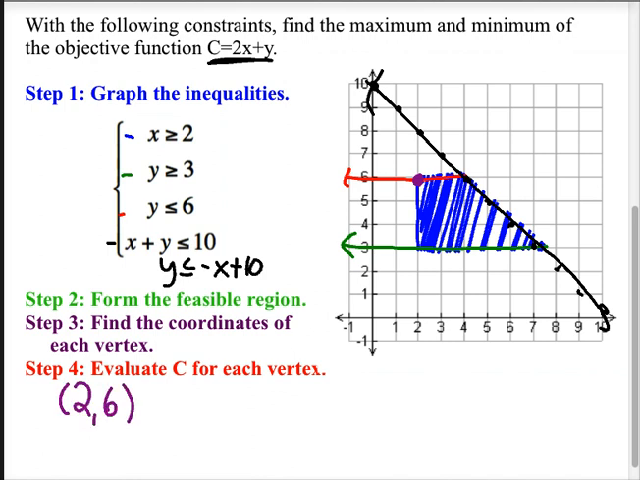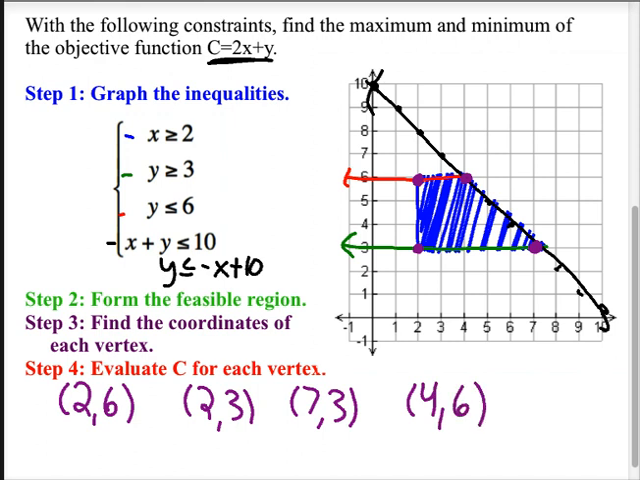(2, 6). Here's another one, (2, 3). Here's another one right here, (7, 3). And then there's one right there, (4, 6). So after you get your shape, I want you to find all of those vertex points, okay? All of those kind of corners.